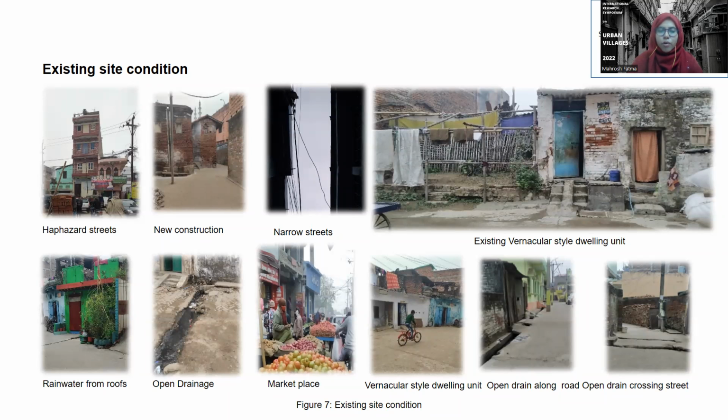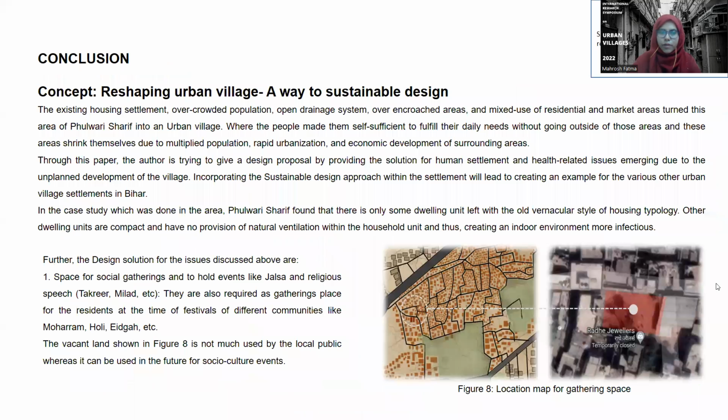Then rainwater from the roof coming directly over the roads. Then the open drainage system. Then the marketplace in that area. Then a vernacular style dwelling unit, as shown in this image. Then the open drainage which is moving along the road, and the open drainage which is crossing the roads. These are the existing site conditions of Fulwari Sharif.